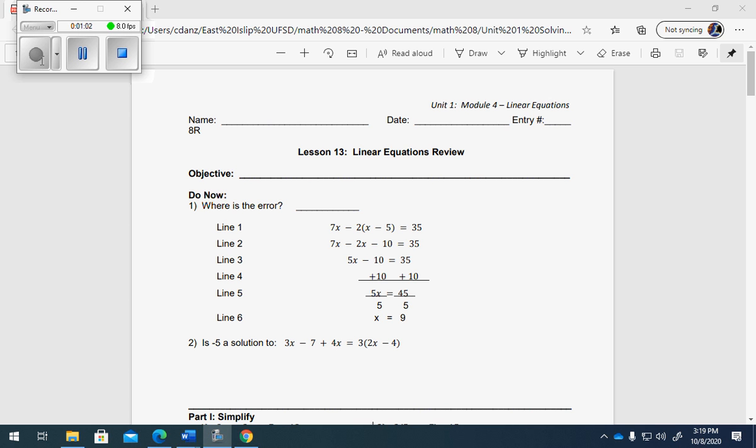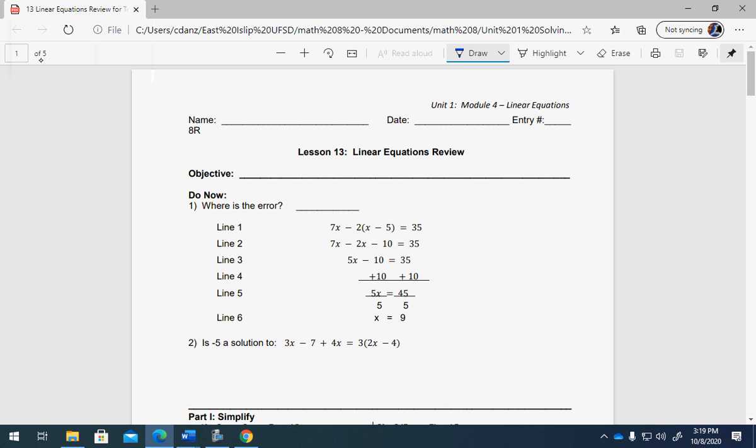So you have to find the error in this do now. We have to look for it line by line. First thing I think about is if I was doing this problem, I would distribute the -2. And -2 times x is -2x, so that's okay. But right here, -2 times -5 should be a +10. So there's a mistake in line 2.